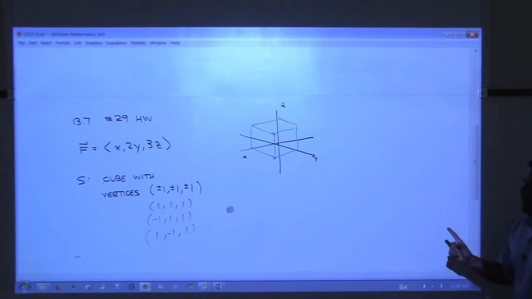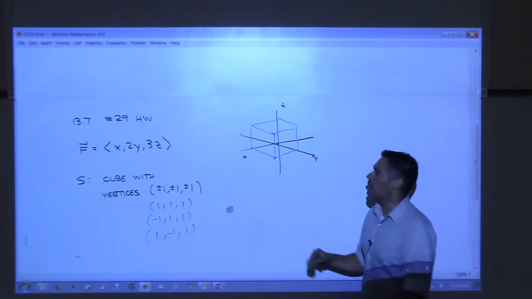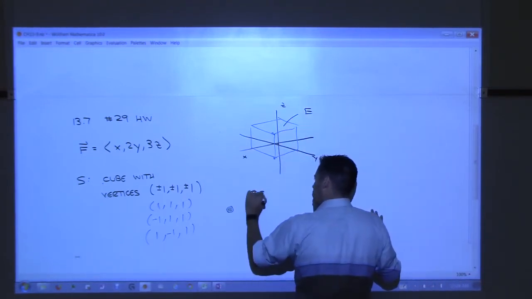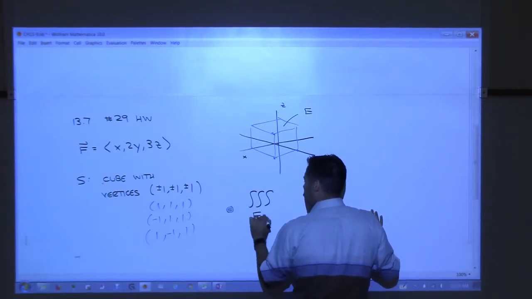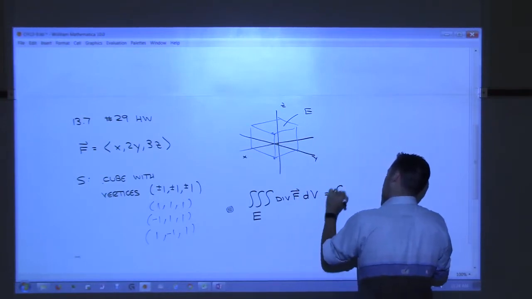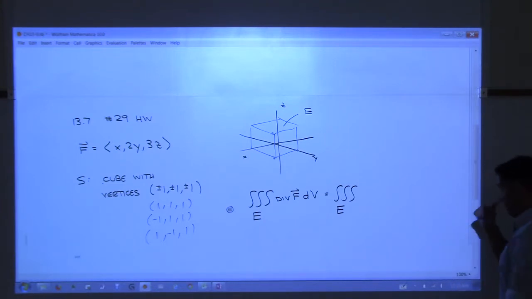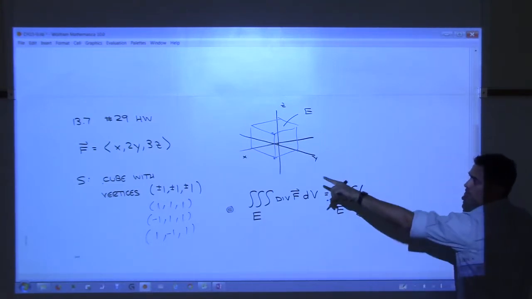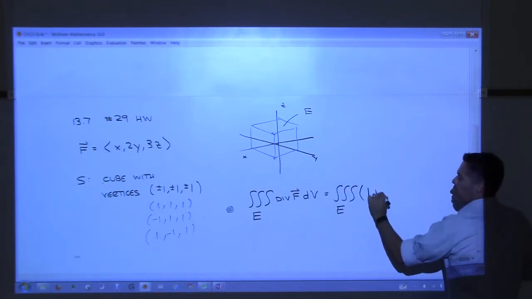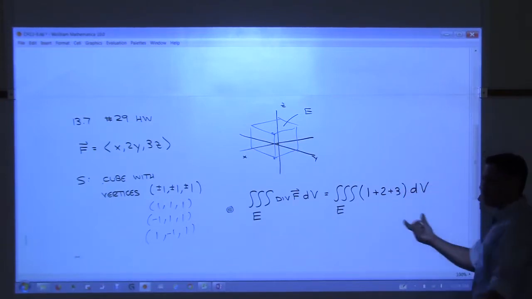I can use the divergence theorem because this is a solid inside of this, right? We do have a solid enclosed by S. That solid is E. So what I want to do is a triple integral over E of the div of F dV. And now I need div F. So what's div F? What's the partial of those things? So 1 plus 2 plus 3? So 6 dV. We all good with this?